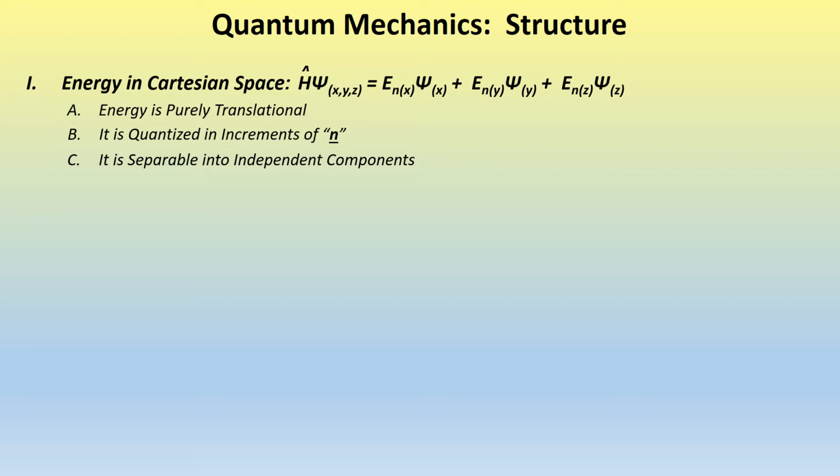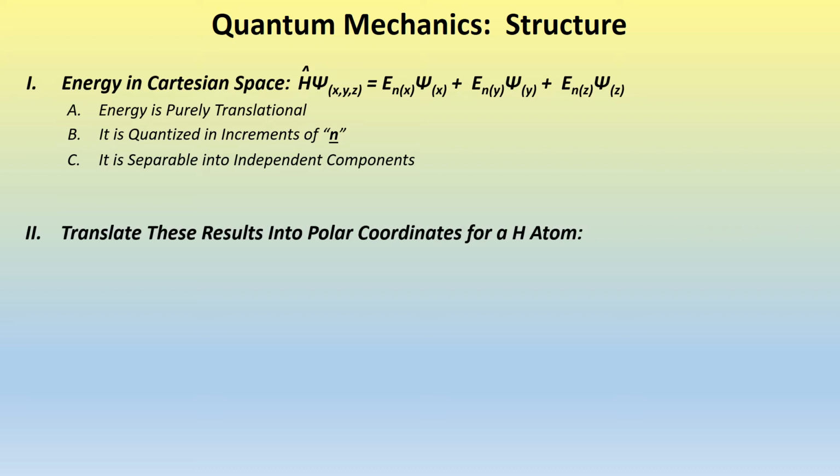When one translates these results into polar coordinates for a hydrogen atom, the question then arises, what is the solution of the Schrödinger equation, the Hamiltonian operating now on psi of r, theta, phi? First of all, the difference is the angular components are degenerate.